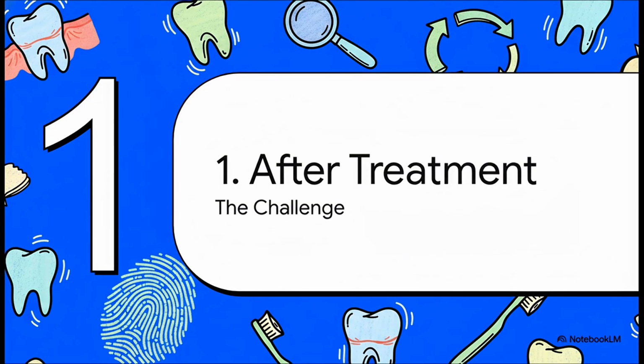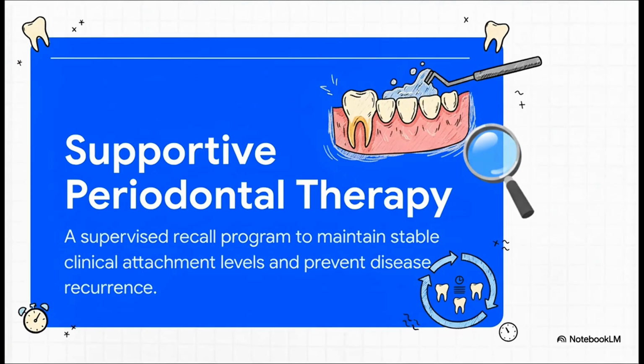And that question brings us straight to our first big topic, the post-treatment challenge. You know, this phase is absolutely critical. It's where the long-term success of your treatment is really won or lost. So the answer to that challenge is a solid maintenance plan, what we call Supportive Periodontal Therapy or SPT. The whole point is to keep the disease from coming back. But, and this is a big but, SPT is not a one-size-fits-all deal. A patient who's low risk needs a totally different game plan than someone who's high risk.